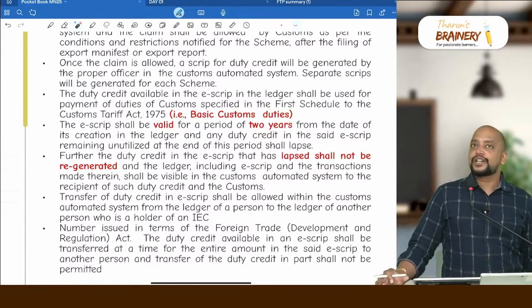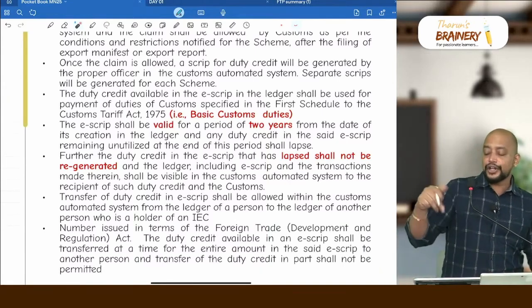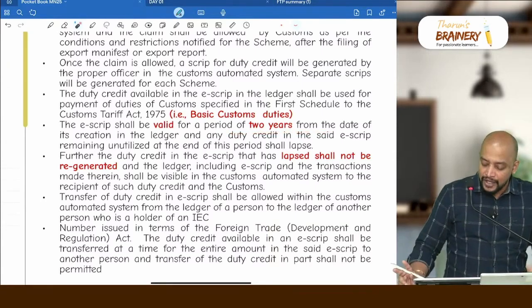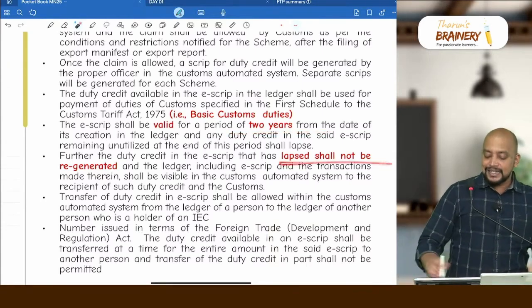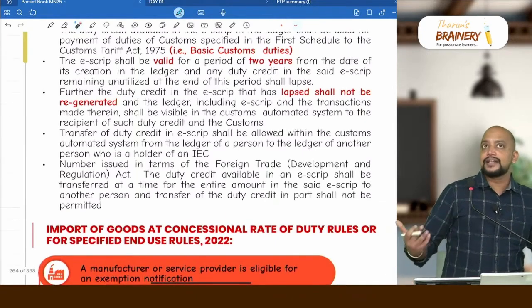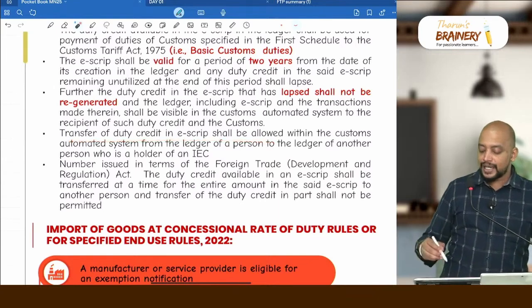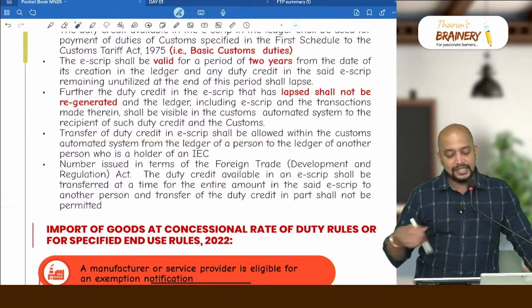Input tax credit has no time limit; it can be carried forward for n number of years. But this electronic duty credit ledger is valid for a period of 2 years, and once it has lapsed, it shall not be regenerated, that is gone. And we can see the details of this e-script in the customs automated system.